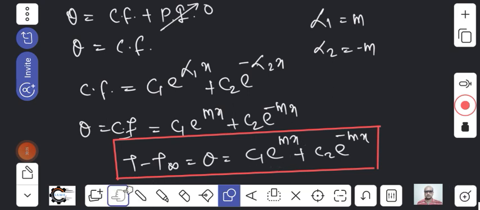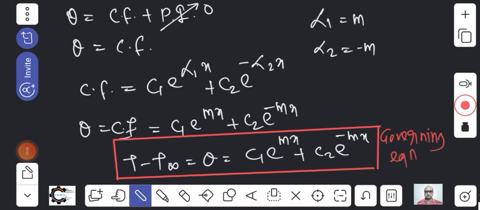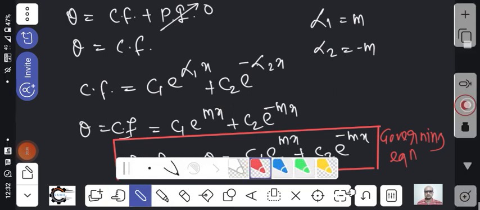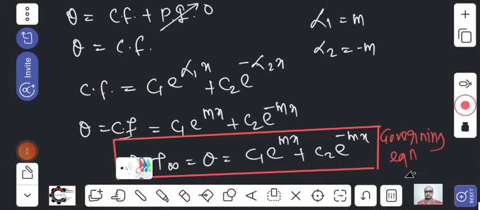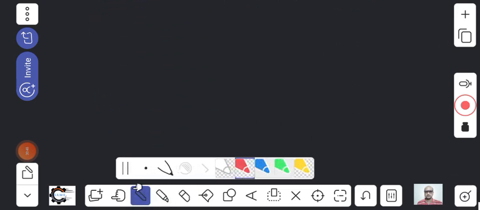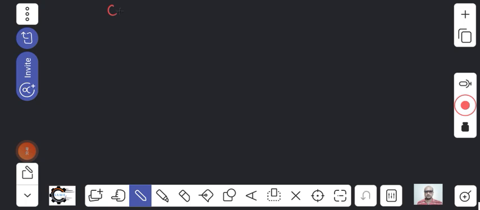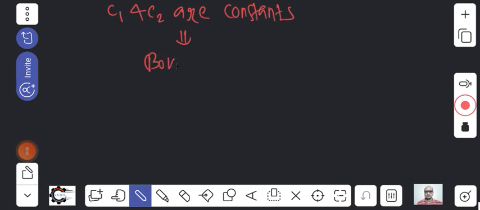So this is the governing equation, and I have to solve it. Now there are again boundary conditions in the picture. So let me take it up. The c1 and c2 are the constants here. So I have to use boundary conditions for this.